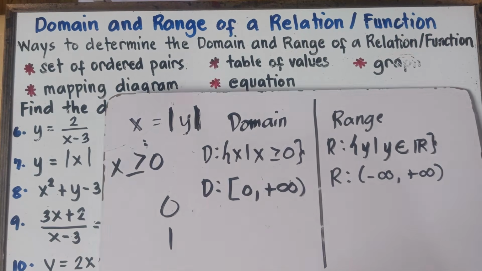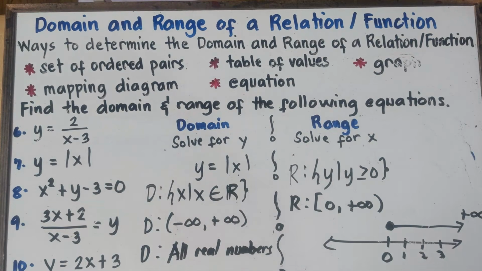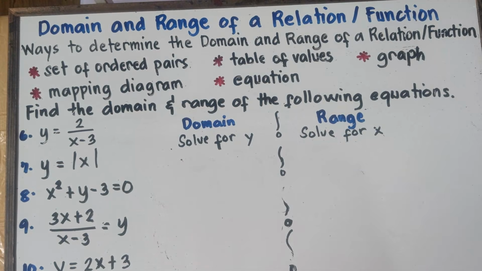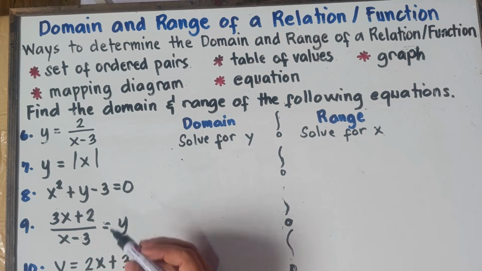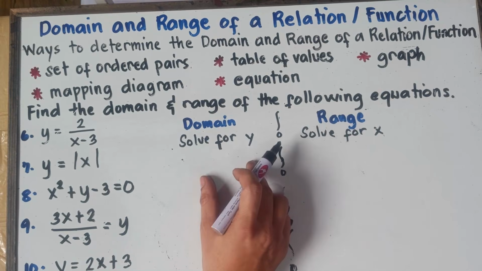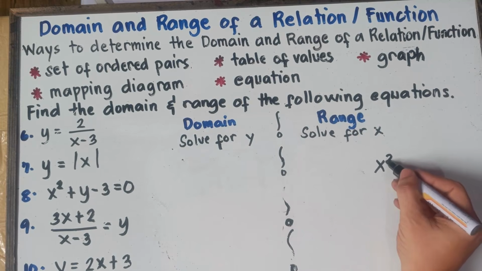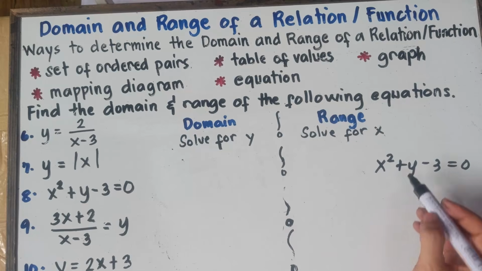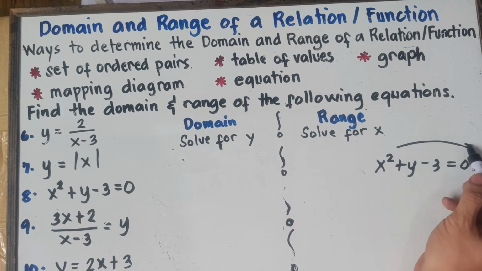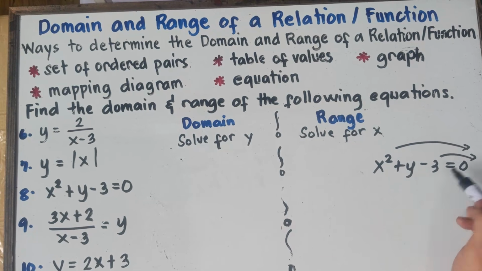Let's proceed now with regards to example number 8. Alright, so let's have example number 8. Our given, we have x squared plus y minus 3 is equal to 0. Alright, so solve for y to find the domain. So this will be x squared plus y minus 3 is equal to 0. Simply transpose x squared from left to right and then negative 3 from left to right to find y.